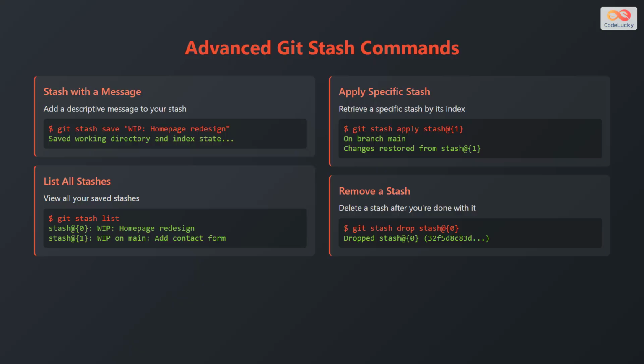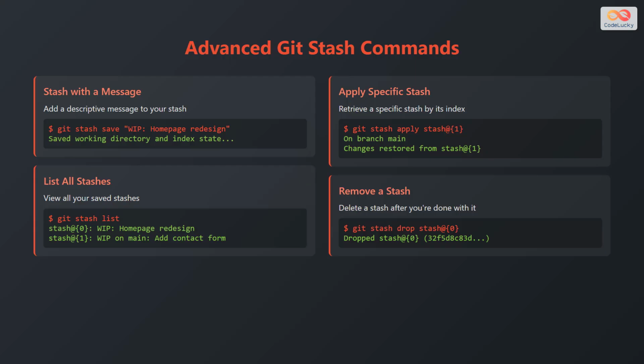Now let's explore some advanced Git Stash commands. First, to stash with a descriptive message, use git stash save followed by your message in quotes, such as "WIP, homepage redesign." This helps you remember what the stash contains. To view all your saved stashes, use git stash list. This shows a list of stashes with their descriptions and index numbers.